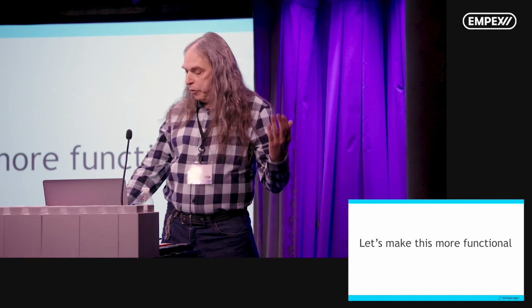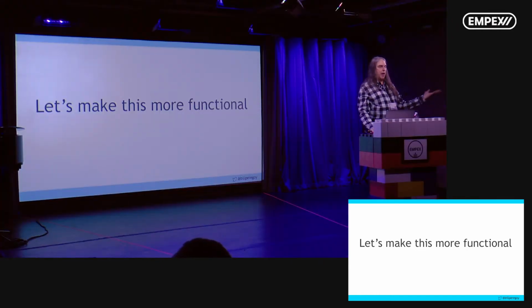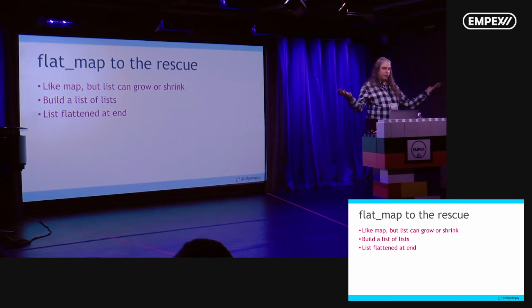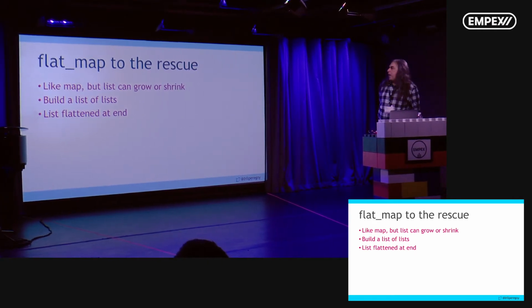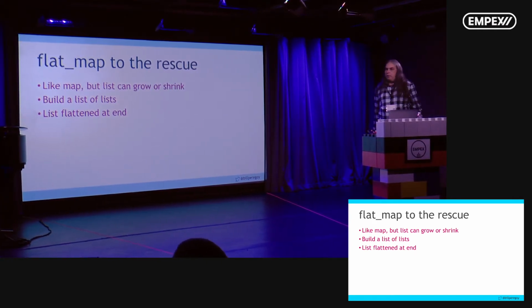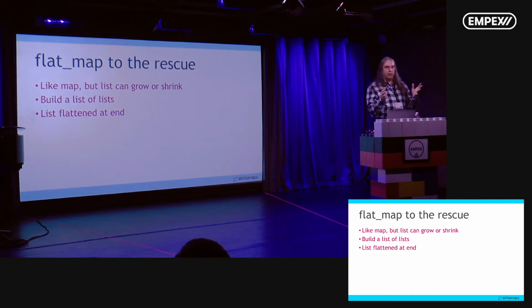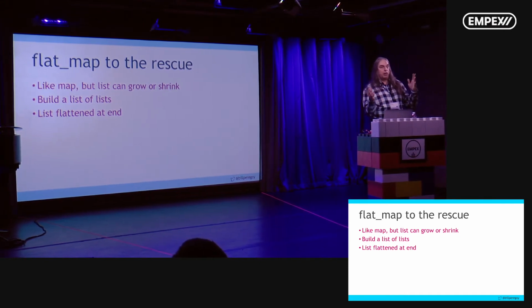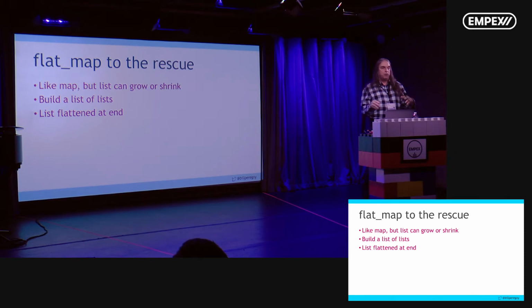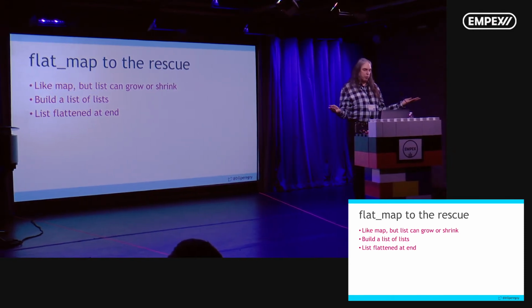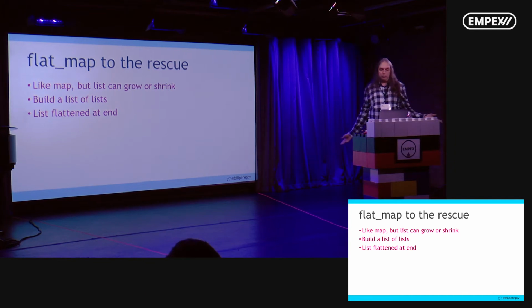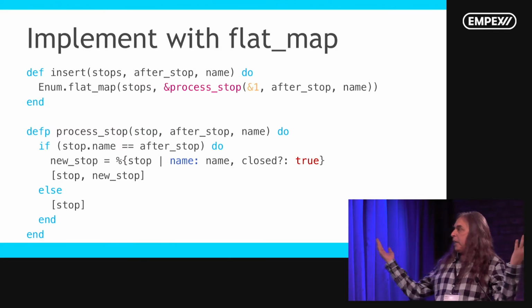My first attempt used something that was just hanging out there, waiting for me, that I didn't think of at first: flat map. So flat map is just like map, but you return a list of elements instead of a single element. So you can make a list grow or shrink. You can shrink it by returning an empty list. You can grow it by returning a list with more than one element in it. It builds you a list of lists, and it conveniently flattens it at the end. And I used flat map and came up with this.